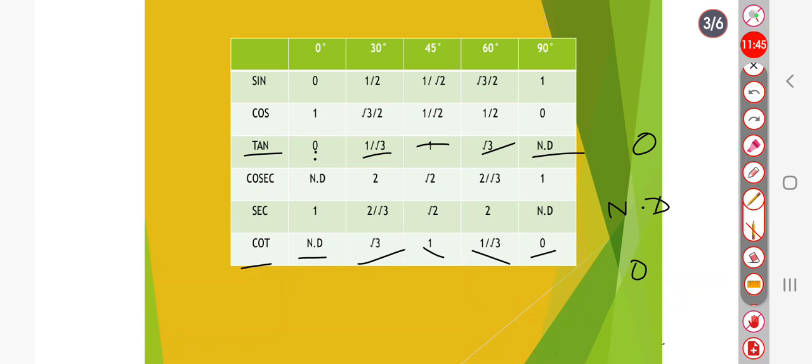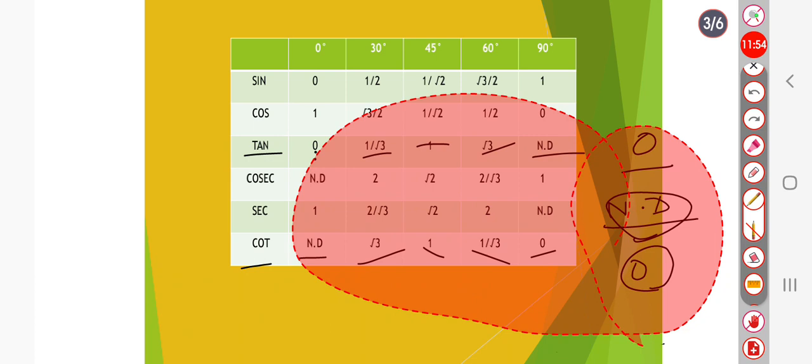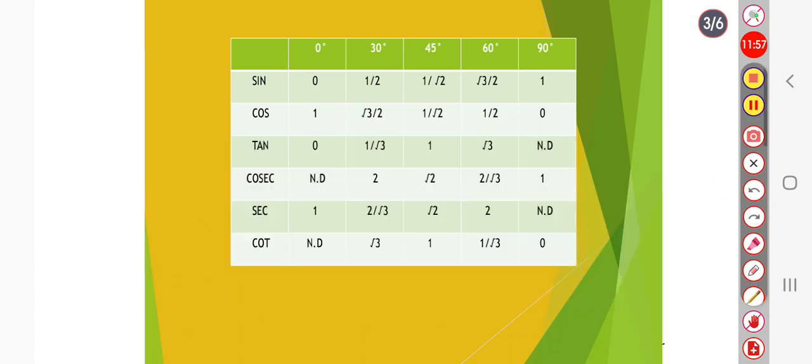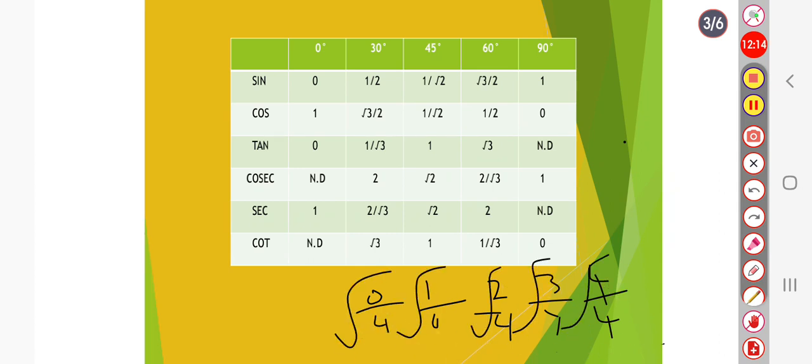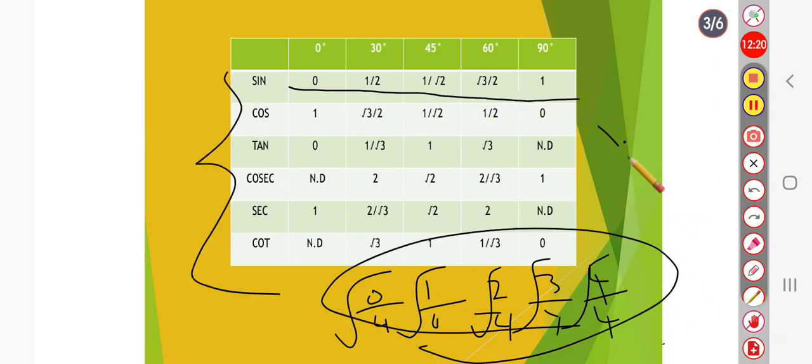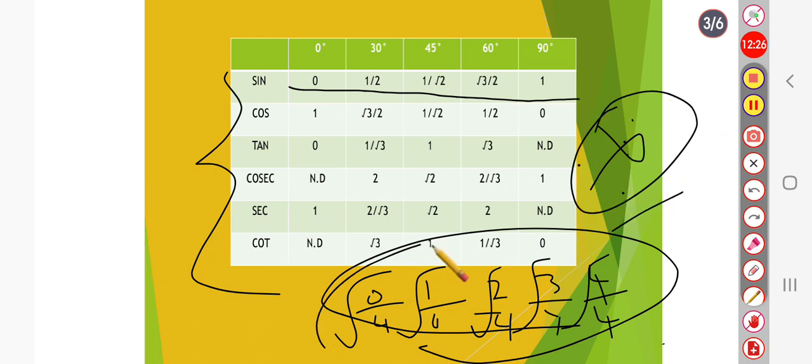So if you take 0's inverse, it will come as not defined. If you take not defined, it will be 0. This is a general step which you need to memorize. If you take 0, then its inverse will be not defined. If you take not defined, its inverse will be 0, obviously. So the value of cot 90 degree is 0. If you just remember the first and foremost step which I told you for sine, that you need to take 0, 1, 2, 3, 4, everything divided by 4, and put the root, that gives the value of these things. If you remember this, the entire table is very easy.